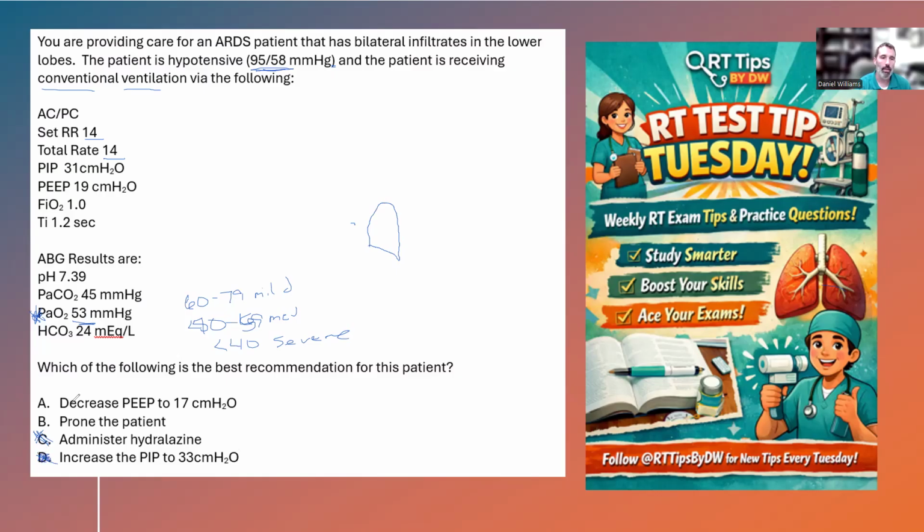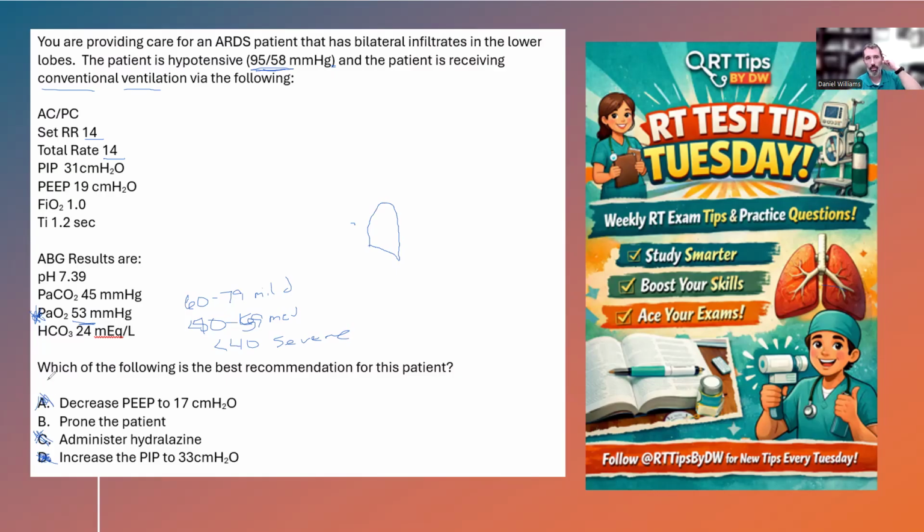So I narrowed it down between these two, decrease the PEEP to 17. While 95 is hypotensive, it'd have been nice if it had delineated whether it's an adult patient, pediatric patient, what have you. We will assume they have ARDS, it's an adult patient. If they'd given us an age, height, or whatever, that would have been fine. Dropping the PEEP to 17, I've deduced from everything I've thought about with this question that the PaO2 is my primary problem. Dropping the PEEP to 17 is potentially going to worsen that problem for me. So I don't like that.